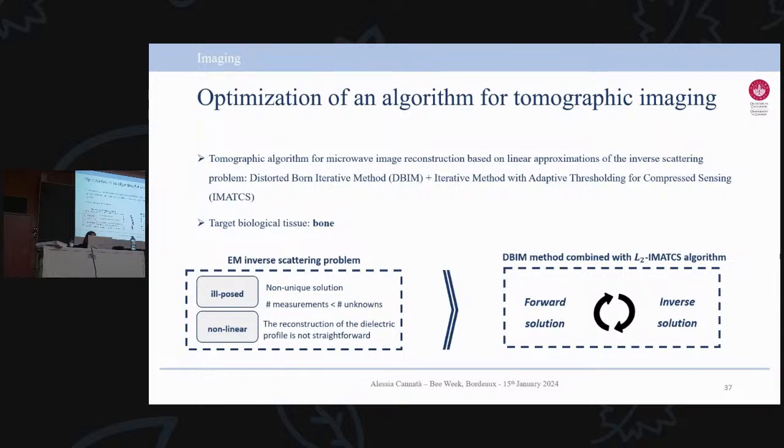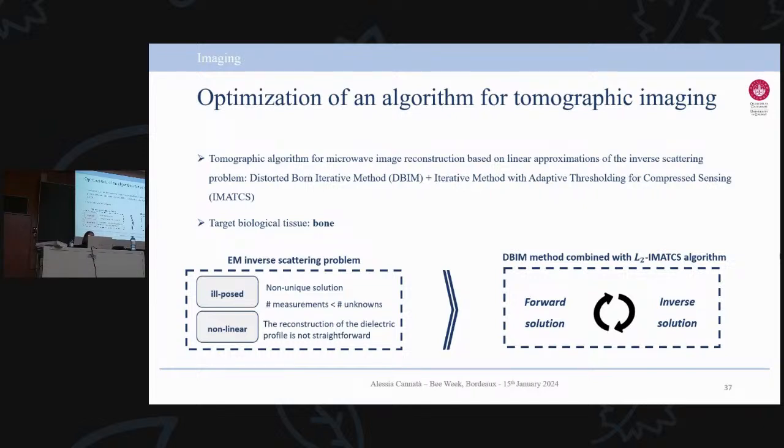I worked with two tomographic algorithms, which are the distorted Born iterative method and the iterative method with adaptive thresholding for compressive sensing. And I don't know if you know, but the electromagnetic inverse scattering problem is inherently ill-posed and nonlinear. Do you know it? No, me neither. But that's it.